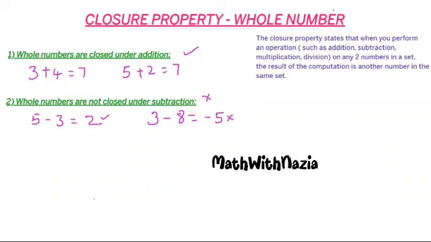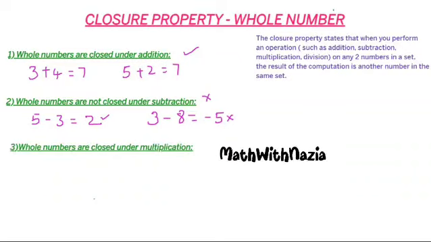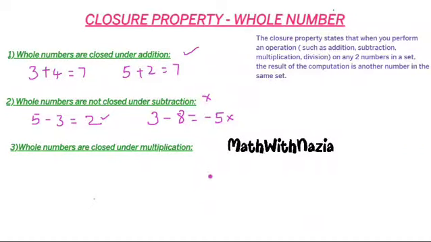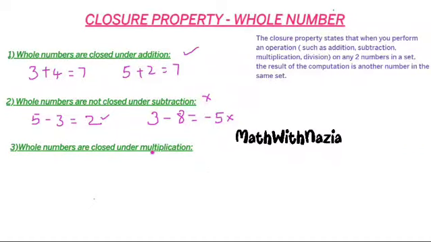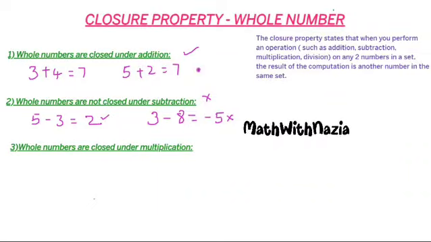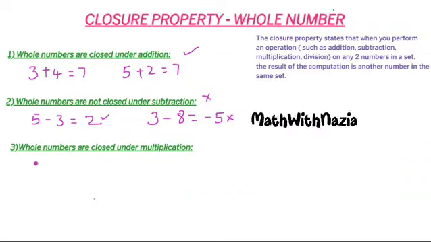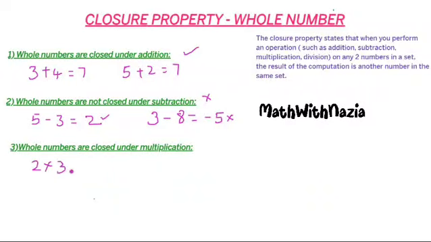Now let's see the third property: whole numbers are closed under multiplication. The closure property works here. Let's try with an example. We have 2 times 3, which is 6. We have 5 times 4, which is 20. So whole numbers work here. Whichever numbers you multiply, you get the answer as a whole number. 2 is a whole number, 3 is a whole number, 6 is also a whole number. Similarly for the other example. So whole numbers are closed under multiplication.